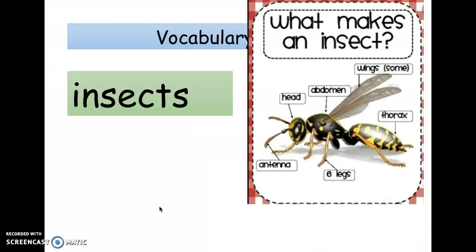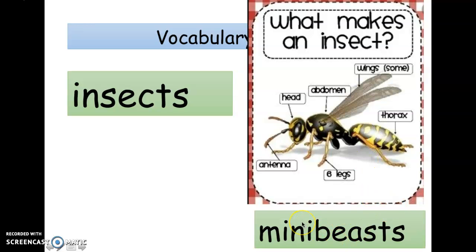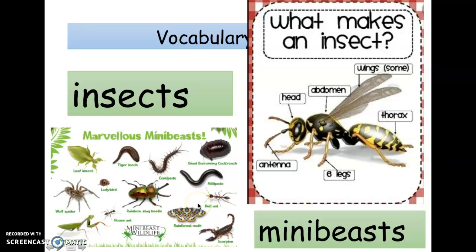Insects. What makes an insect, Miss Kim? Well, an insect has 3 body parts. They have a head, abdomen, and thorax. They also have 6 legs, and they have antennae. And some of them have wings. Insects are also called minibeasts. You remember minibeasts? Yes. All the tiny little bugs are called minibeasts.